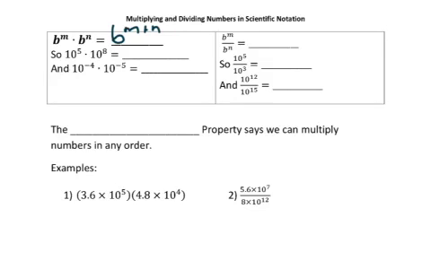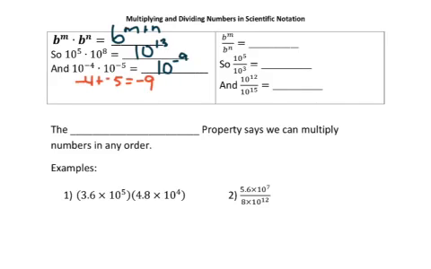So b to the m times b to the n is equal to b to the m plus n power, which means if we have 10 to the 5th times 10 to the 8th, we get 10 to the 13th power when we add the exponents. And 10 to the negative 4th times 10 to the negative 5th is 10 to the negative 9th, because remember, negative 4 plus negative 5 is equal to negative 9.